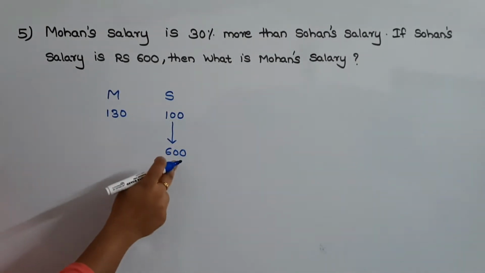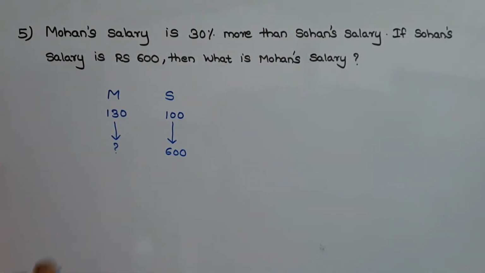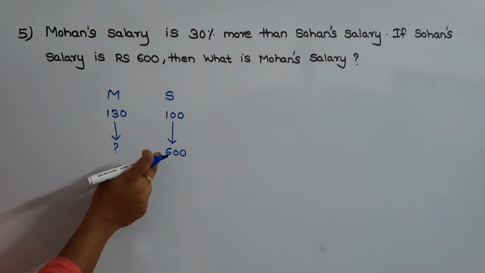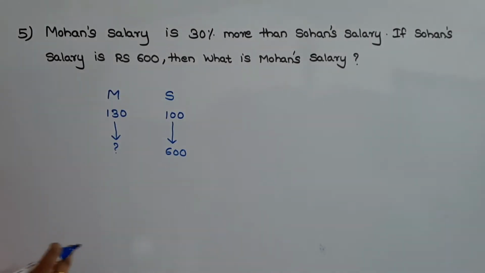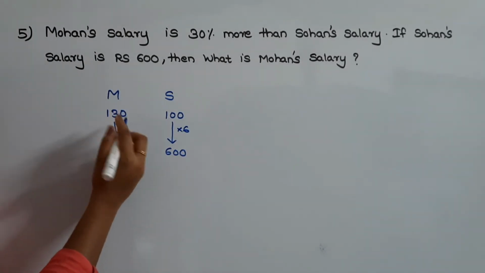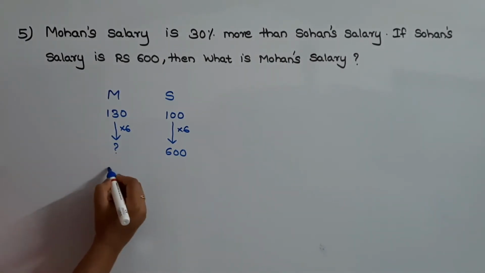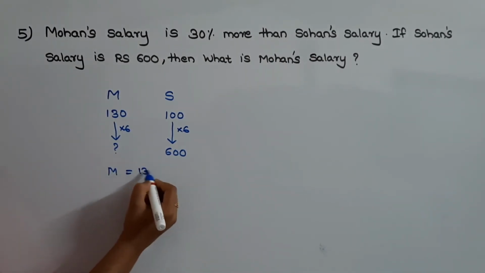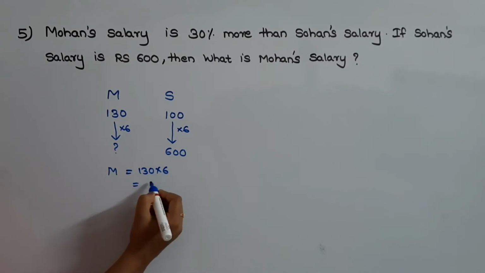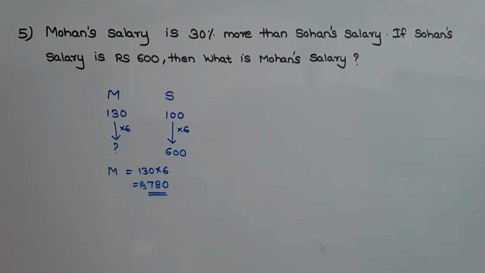So, if 100 can be written as 600, how can we write this 130? On finding this value, we will get the salary of Mohan. Okay. So, this we can find out by cross multiplying, or this 100 into 6 is 600. So, if you multiply this 130 by 6, you will get this value. Okay. So, Mohan's salary will be equal to 130 into 6, that will be equal to 780. So, rupees 780 is the answer.